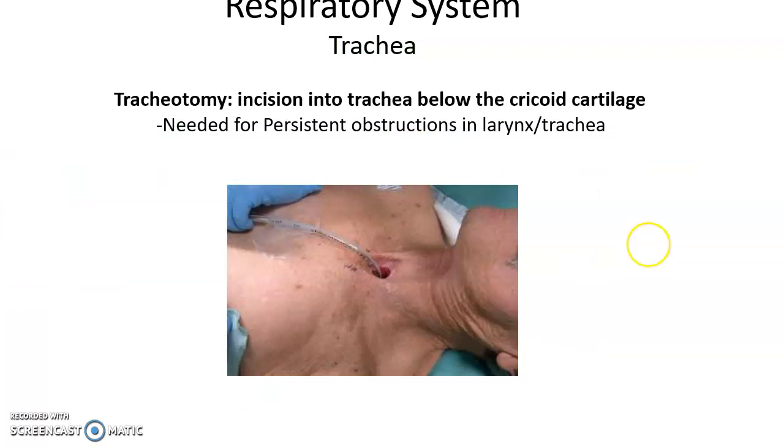Tracheotomy. Tracheotomy is when an incision in the trachea must be formed in order to bypass some sort of blockage in the upper trachea or in the larynx. So the tracheotomy needs to occur below the larynx, below the cricoid cartilage, and provides a way for air to go in and out.